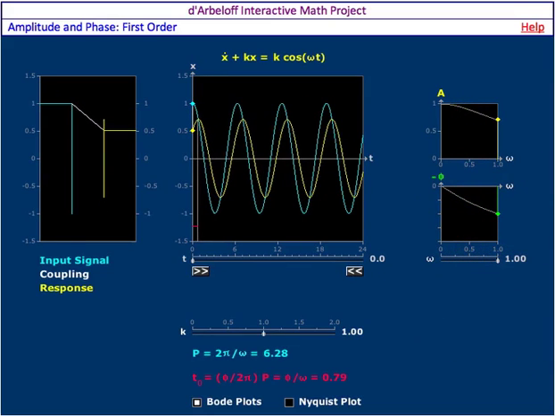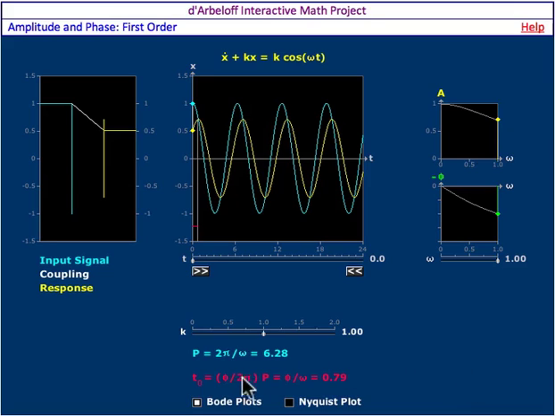This is a characteristic feature of these applets. The same information is recorded in several different places and always connected visually by placement. So you can see the amplitude is 0.71 here. This yellow horizontal line connects it with the maxima of the output curve, and also by color.